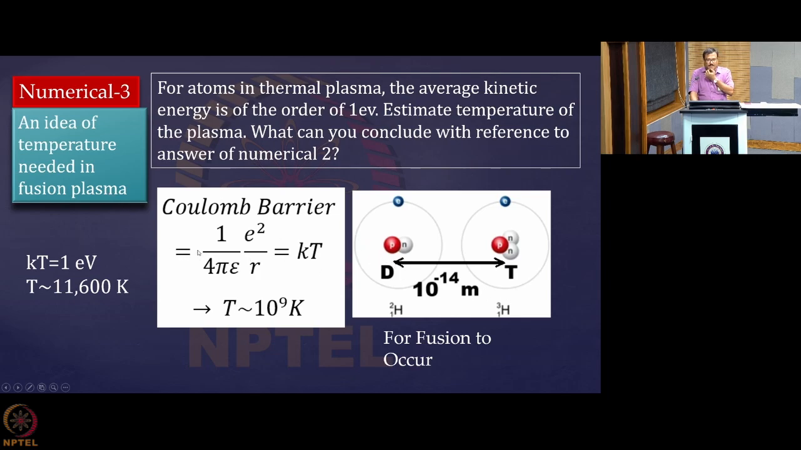So here the Coulomb barrier you can easily find out. This is Coulomb's law, and that should be of the order of kT. I request you to do this calculation with this R of 10 to the minus 14 meter, and you know the electronic charge, you know the Boltzmann constant. So T you can find, and it will easily be found that it is of the order of 10 to the power 9 Kelvin. So this is the temperature that you require in fusion plasma as a fundamental basic requirement.